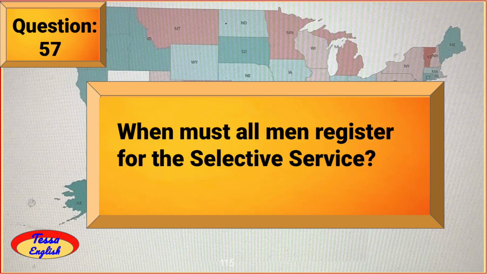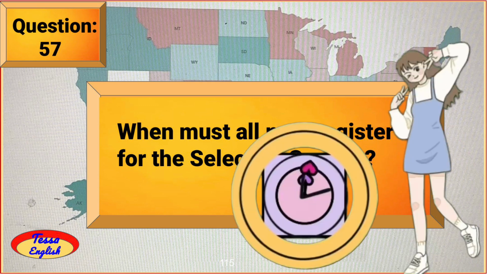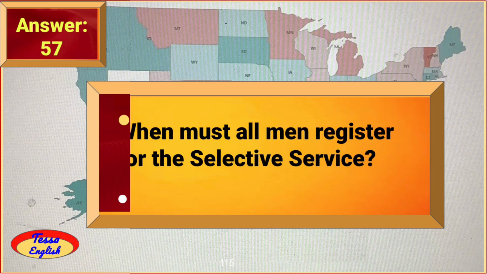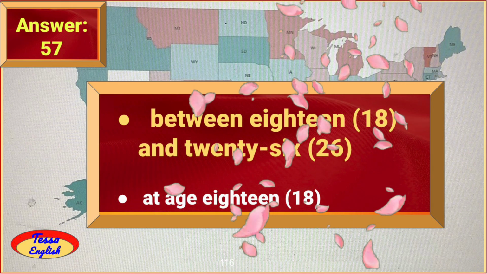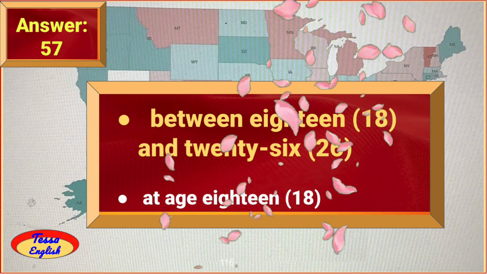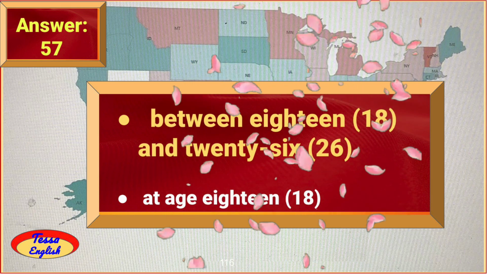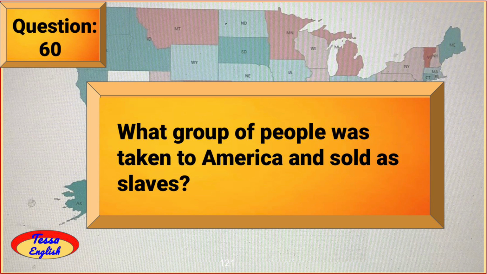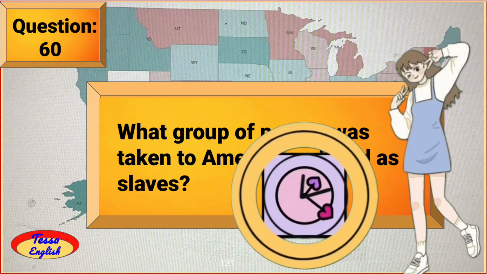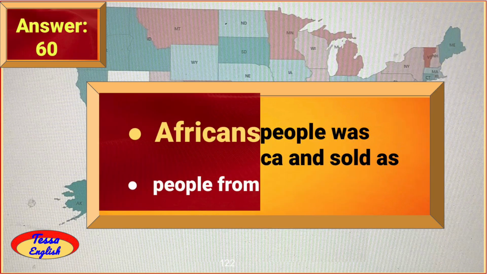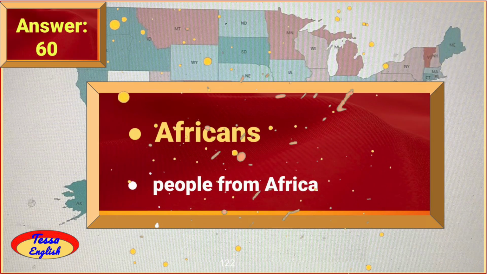When must all men register for the Selective Service? Between 18 and 26. What group of people was taken to America and sold as slaves? Africans.